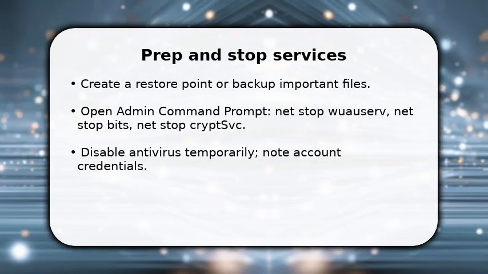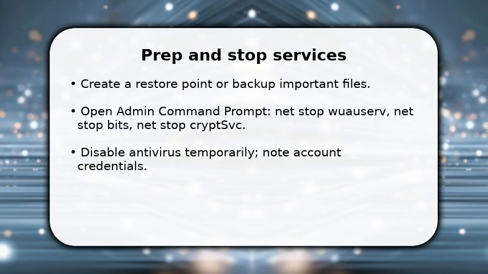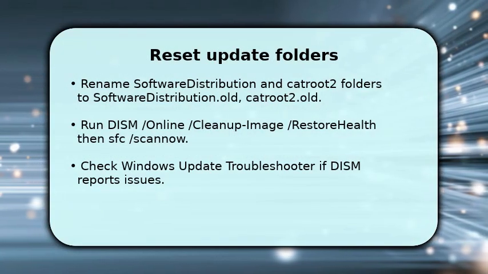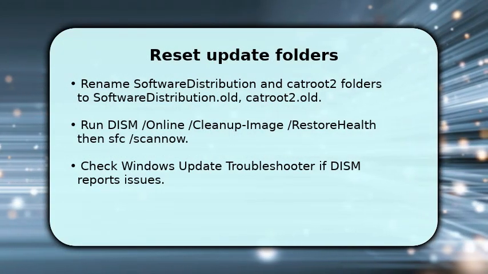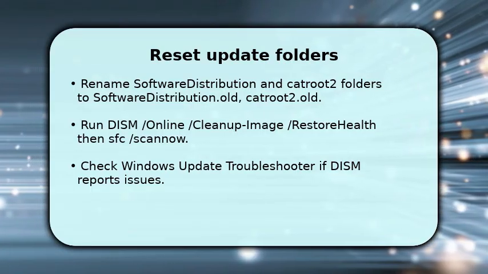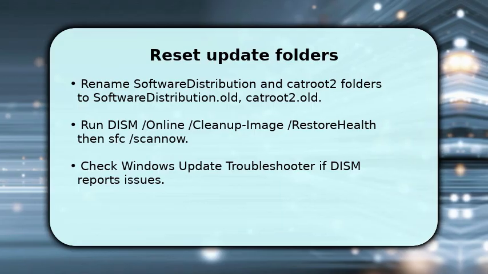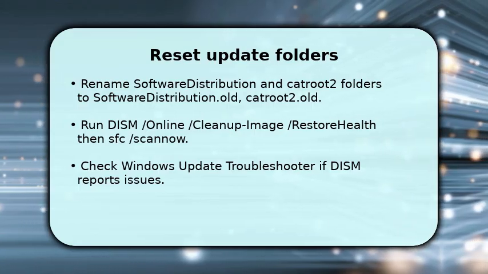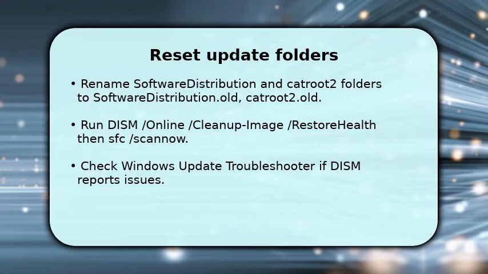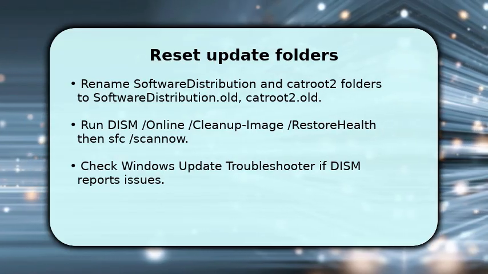You now reset the folders Windows uses for downloads and repair the image to fix corrupted components. In the same admin prompt, rename C:\Windows\SoftwareDistribution to SoftwareDistribution.old and C:\Windows\System32\catroot2 to catroot2.old. This forces fresh files.